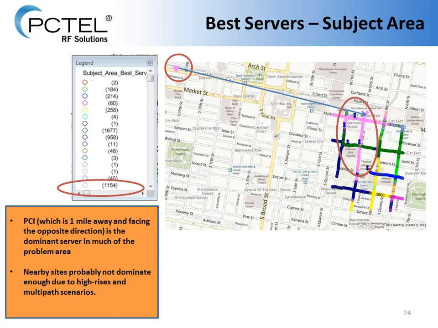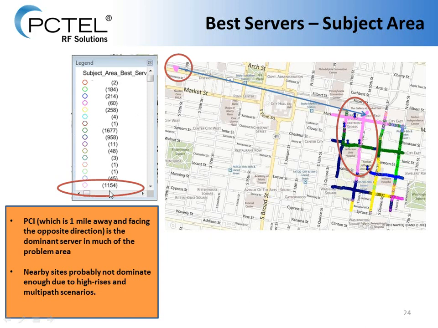So on the next slide, we want to show something else that looked very interesting also. We looked at where actually the best servers were coming from. And for a large portion of where this 4x4 block area is, we found that the dominant server, one of the major dominant servers, was actually a sector that was over a mile away and actually pointing in the opposite direction.